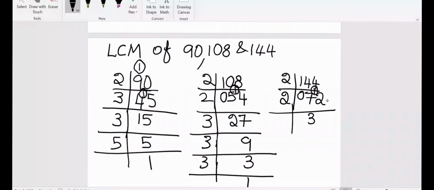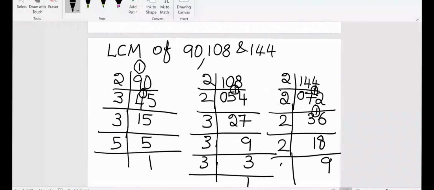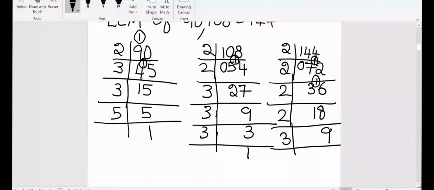So in 12, how many 2's are there? 6. Very simple. 2 into 1, 2. Balance 1 here, 16. 2 into 8, 16. 2 into 9, 18. Again, I'll proceed with 3 because here this is not an even number. This is an odd number.